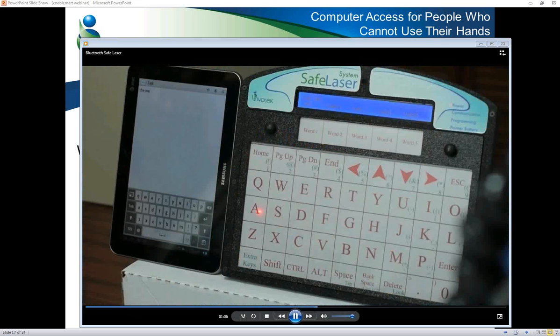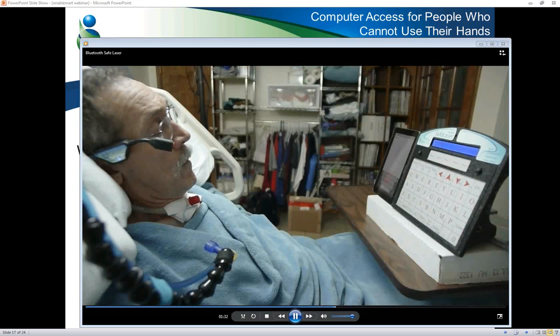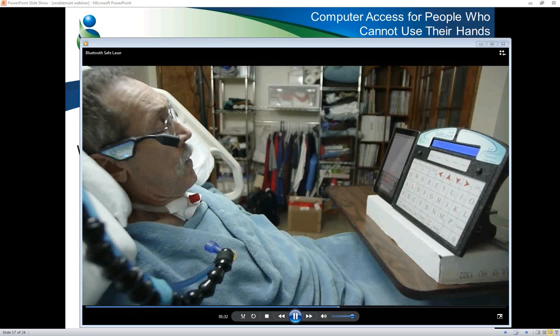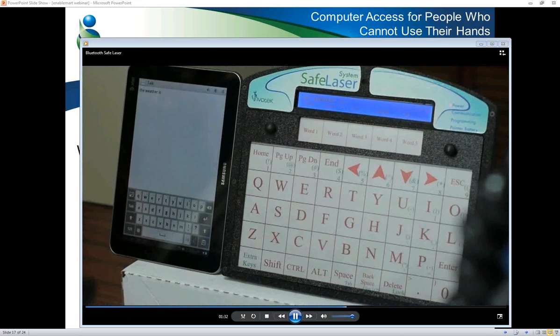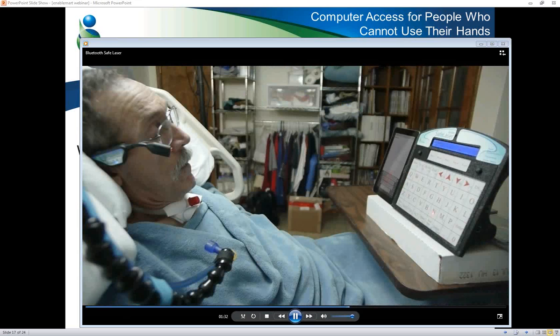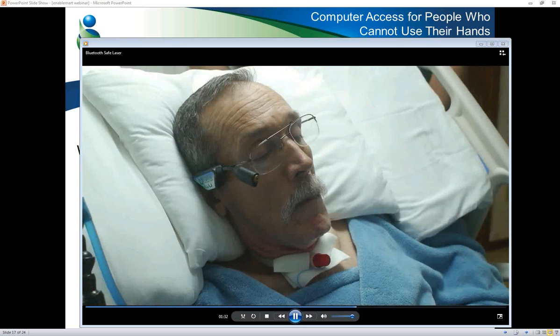Text entry is enhanced in this version of the Safe Laser system with built-in word prediction to minimize typing. Words are displayed on the bottom row of a 2-line LCD at the top of the system, but the angle of filming does not show the words well.